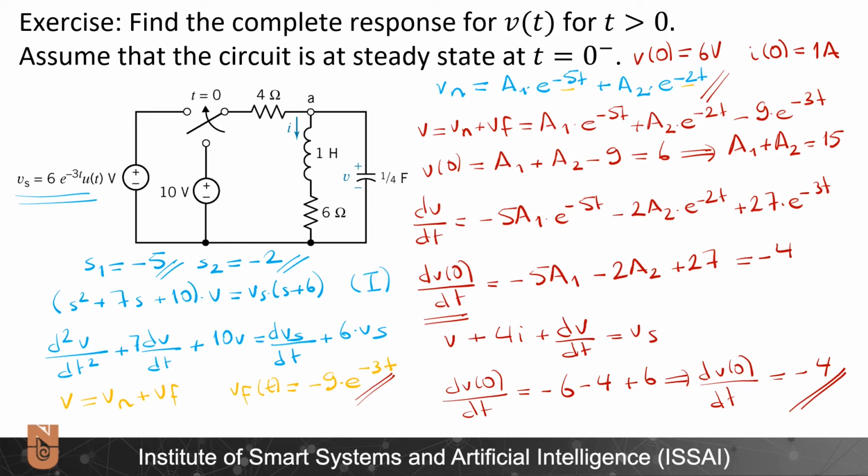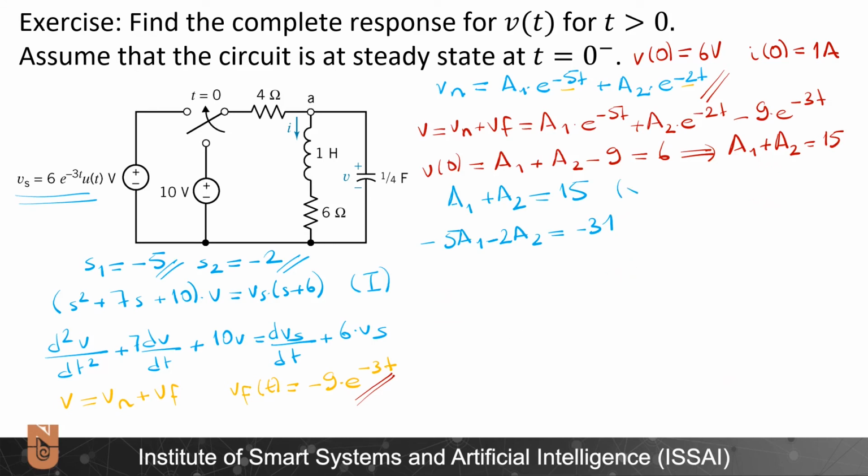So accordingly, I can write that this expression is equal to minus 4, and I can write this as minus 5a1 minus 2a2 is equal to minus 31. So this is one of my equations. This is the second equation. Now I will need to solve them. Alright, let me multiply this with 2. I end up with 2a1 plus 2a2 is equal to 30.